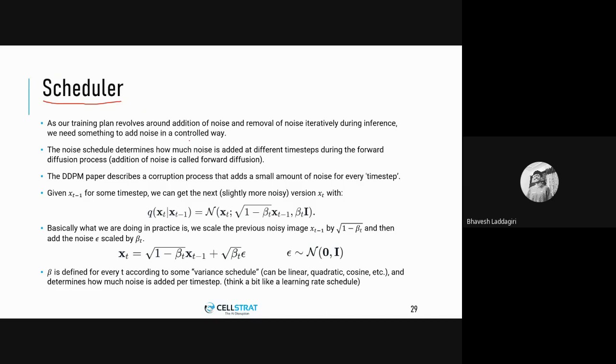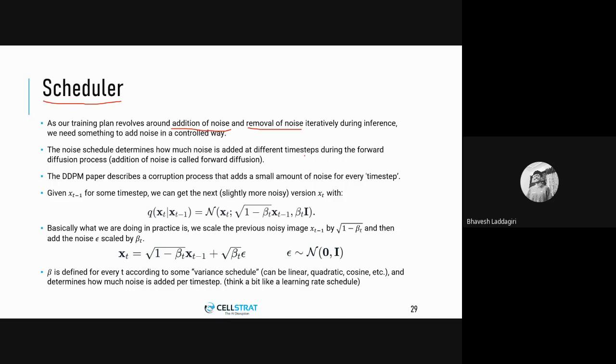Our forward diffusion process, as we talked about, involves addition of noise. So we also have to remove the noise iteratively during inference. We need something which can do this in a controlled way and schedule the noise, because at every timestamp we have to remove some amount of noise, right? There are many different ways, and many different kinds of schedulers. Some like KLMS, Euler A, DDIM, and a bunch of others.